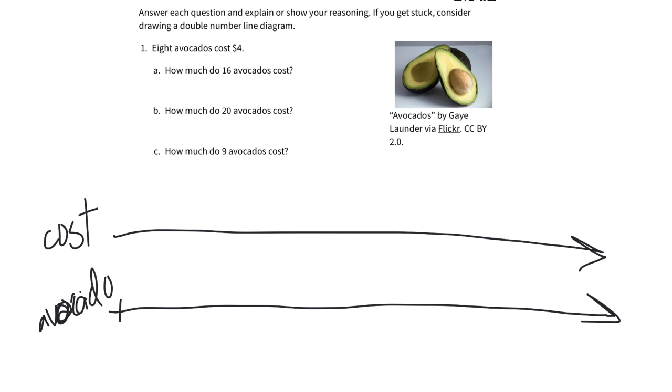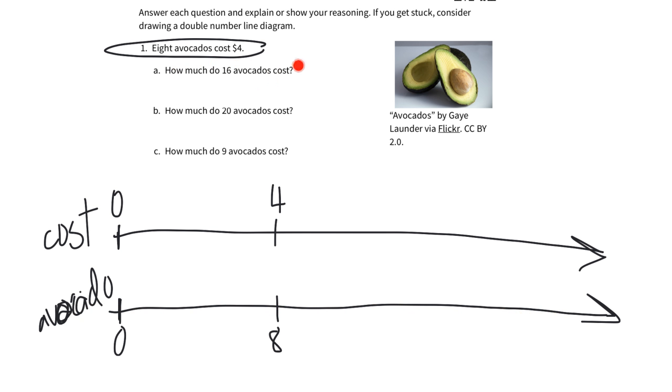Okay, so the idea is if we buy 0 avocados, it's going to cost us $0. So it always starts at 0, 0, doesn't it? Okay, and then when we start looking at that first ratio that we were given, 8 avocados equals $4, it does not matter where we put it. I'm going to put it right here. So I'm going to put 8 avocados equals $4, and that's what that means. I'm going to take that ratio and write it on the double number line. So here's the line for cost, and here's the line for avocados.